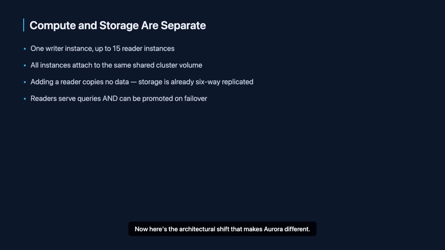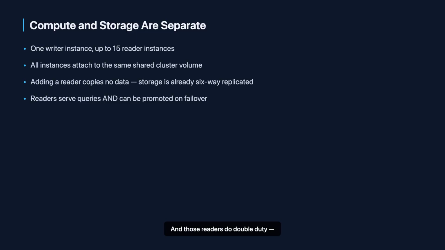Now here's the architectural shift that makes Aurora different. Compute and storage are separated. You have 1 writer instance and up to 15 reader instances per cluster, all of them attached to the same shared cluster volume. They don't have their own data, so when you spin up a new reader, nothing gets copied. The storage is already six-way replicated. The reader just attaches to it and starts serving queries within seconds.